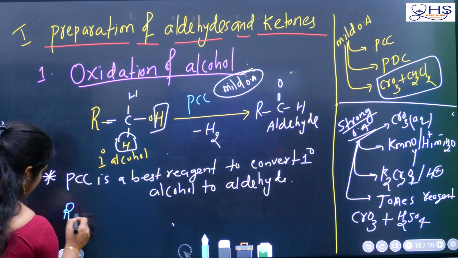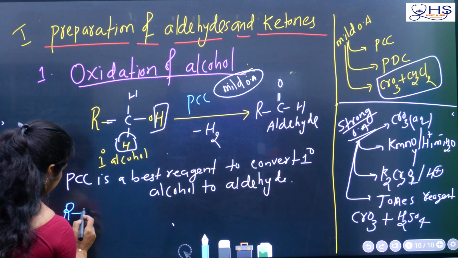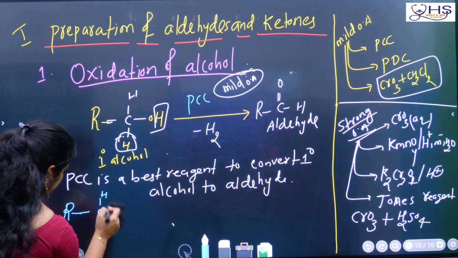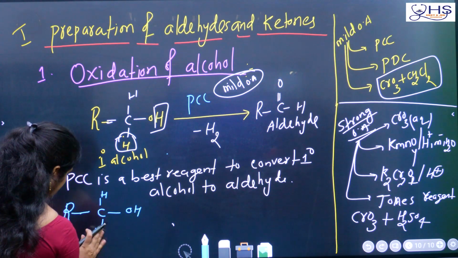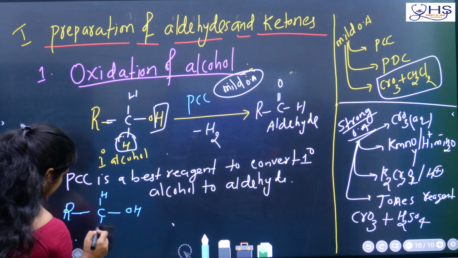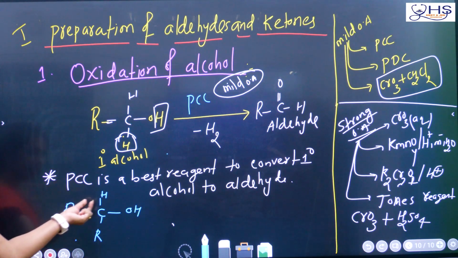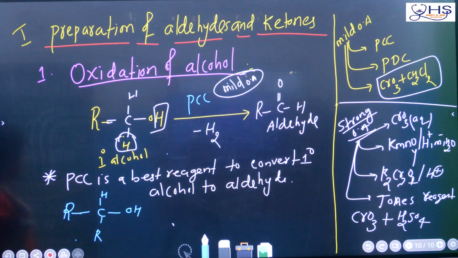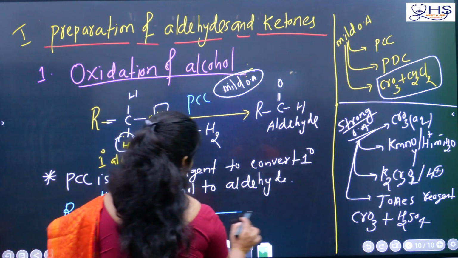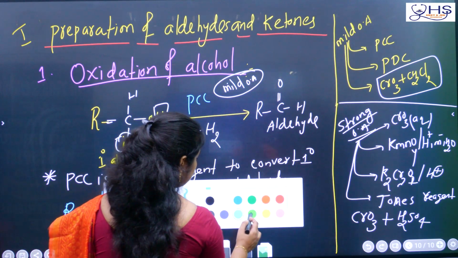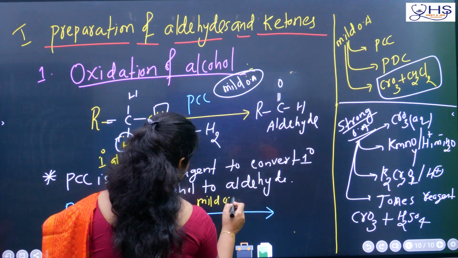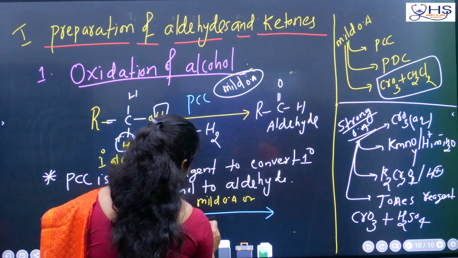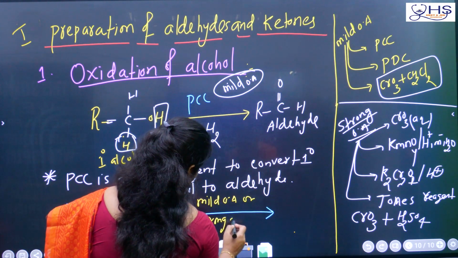Now come to the secondary alcohol. So here I am writing R, CH, OH, R. Secondary alcohol, no? Here R. So this is R, CH, OH, R, secondary alcohol. Now in secondary alcohol I can use any of the reagents. Any of the reagents means either a mild oxidizing agent or I can use a strong oxidizing agent also.